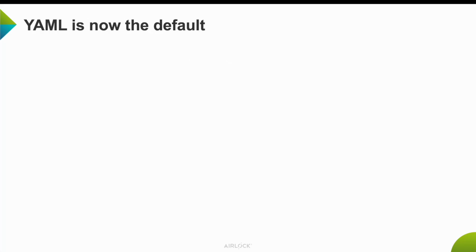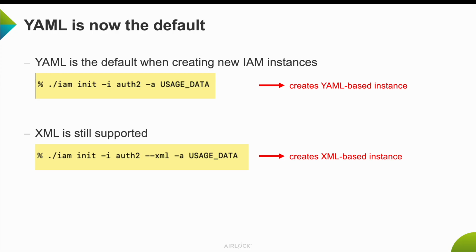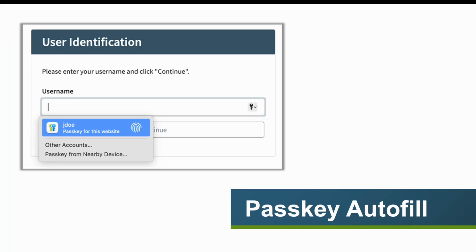YAML is now the default. What does this mean? So if you create a new instance using the init CLI command, it will automatically create an instance that has YAML on, and it also adds a YAML start configuration file. XML is still supported, so you can just call the init command using --xml, and then it will create an XML-based instance as it did before.